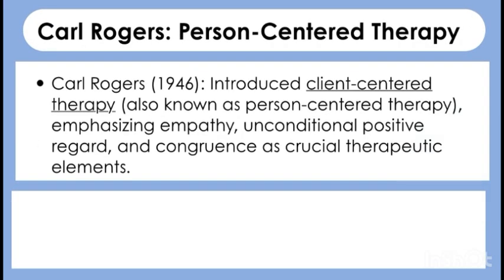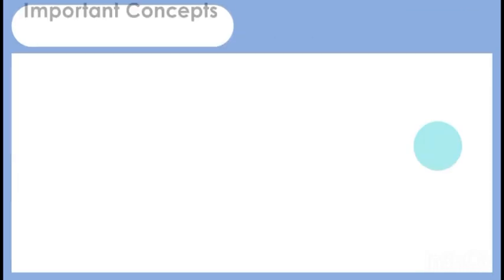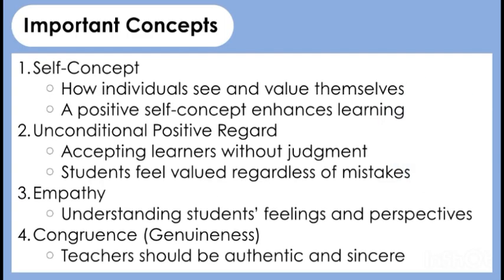Now let's proceed to Carl Rogers' person-centered therapy. According to Carl Rogers, he emphasized that learning occurs best in an environment that supports the self-concept and emotional needs of the learner. So there are four important concepts. First is the self-concept, second unconditional positive regard, third is empathy, and fourth is congruence or genuineness.